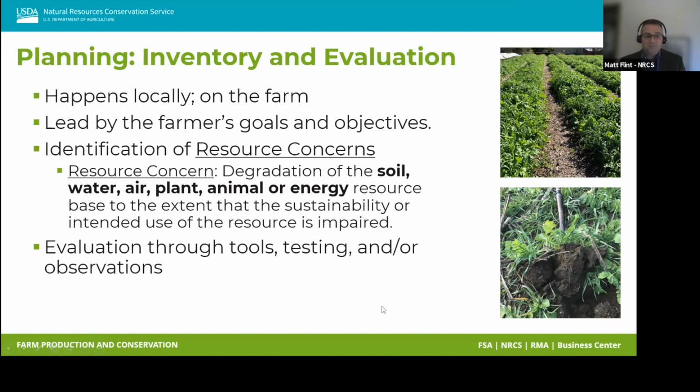As we walk the farm, the planner is looking for opportunities to help improve the condition of natural resources. What we're particularly looking for is what we call resource concerns. A resource concern is simply a degradation of a natural resource, right? That there's some kind of degradation, perhaps to soil quality or water quality, air emissions, a plant pest problem, a livestock management forage problem, or inefficient energy use around the farm.